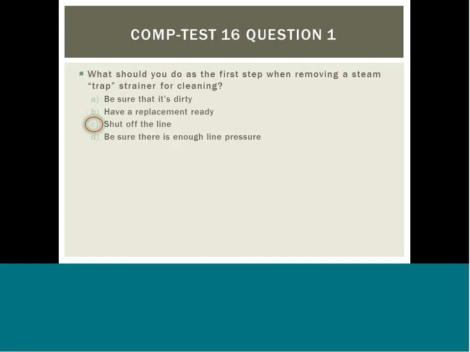The best answer here is C. When removing a steam trap, the first step that should be taken is to shut off the line. Answer A is not the best answer because a facility staff member will not know whether the trap is dirty until the trap is disassembled. Answer B may not be needed, and answer D is not correct because line pressure is a safety risk.